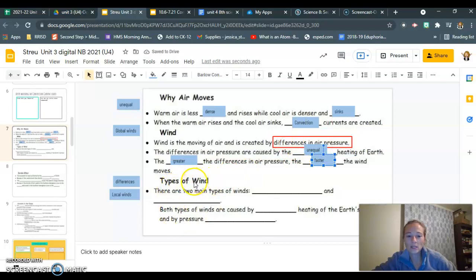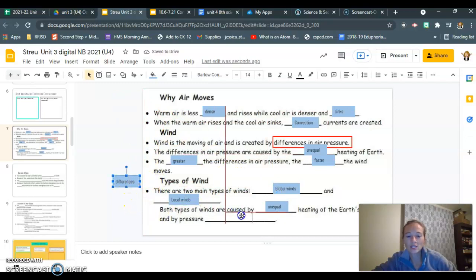We got different types of wind. Two main types, global winds and local winds. Both types of winds are caused by unequal heating of the Earth's surface and by pressure differences. Okay, so you've probably heard of high pressure and low pressure. With weather, pressure differences cause us to have wind.